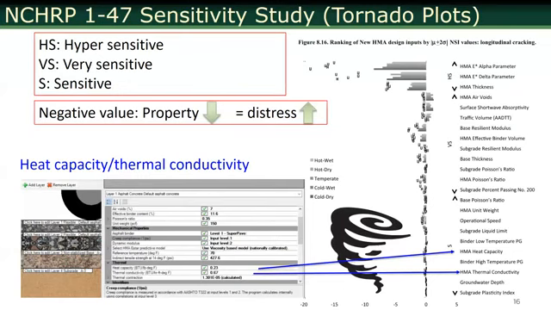Okay, again we are going back to the tornado plot, and there are some other inputs such as heat capacity and thermal conductivity. You can see they are far down, so they are inputs, they are important, but outputs are not sensitive. So pretty much nobody changes them.